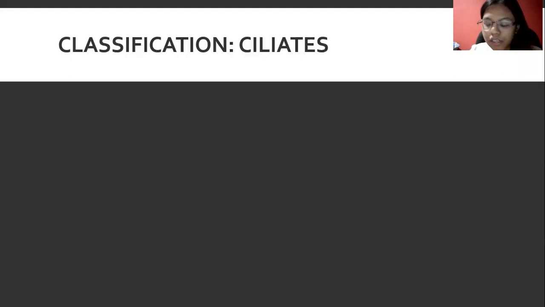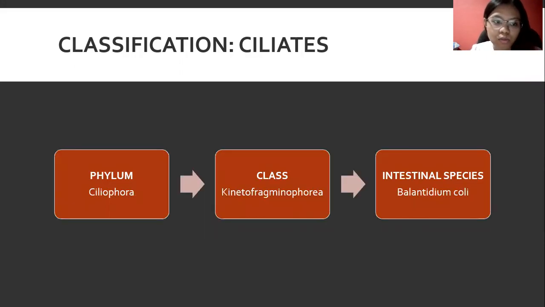So, for the classifications, we have the ciliates. From the word itself, ciliates, they have cilia. Alam naman natin yung cilia, they are a hair-like structure that helps the organism to move. From phylum Ciliophora, and class Fragminophorea, we have the intestinal species, which is the Balantidium coli.